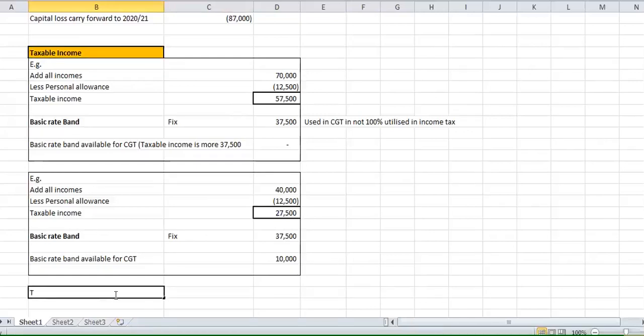Now let's move towards taxable gains. How to calculate taxable gains? I'm moving towards that point. Don't worry. We have just learned how to calculate unused basic rate band. Are you able to understand the calculation of unused basic rate band? Is it clear now? How you will calculate 10,000 pounds?